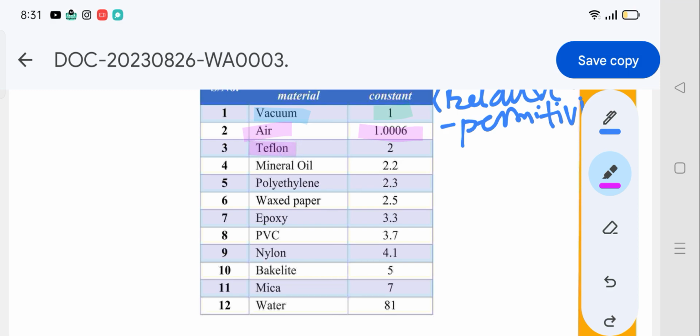Now we have Teflon. In Teflon there is a dielectric value of 2. Then mineral oil 2.2, polyethylene 2.3, waxed paper 2.5, epoxy 3.3, PVC 3.7, nylon 4.1, bakelite 5, mica 7, and water 81.